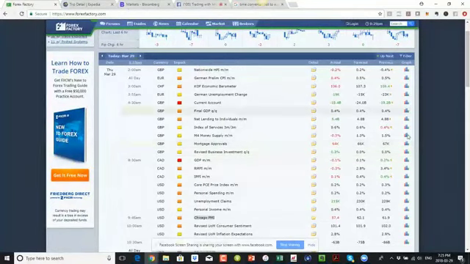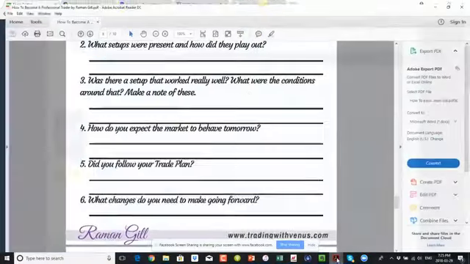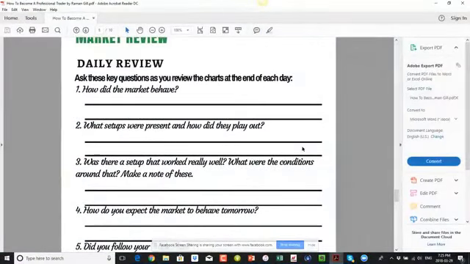That will be wonderful. So let's take a look at some of the things that we need to cover today. The purpose of the daily review is basically to look at the day and what happened during the day, what lessons we can learn from it, and how we can apply these lessons going forward.